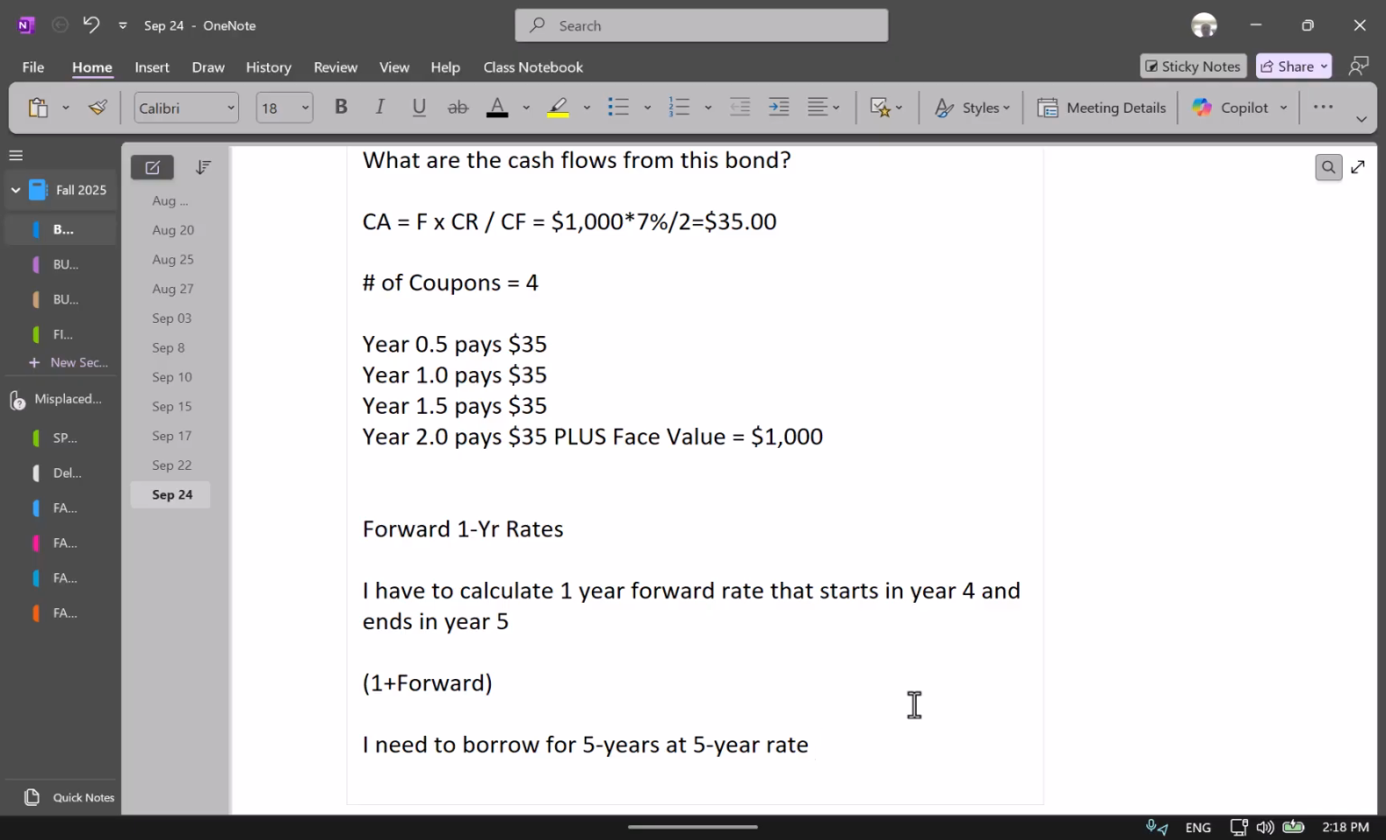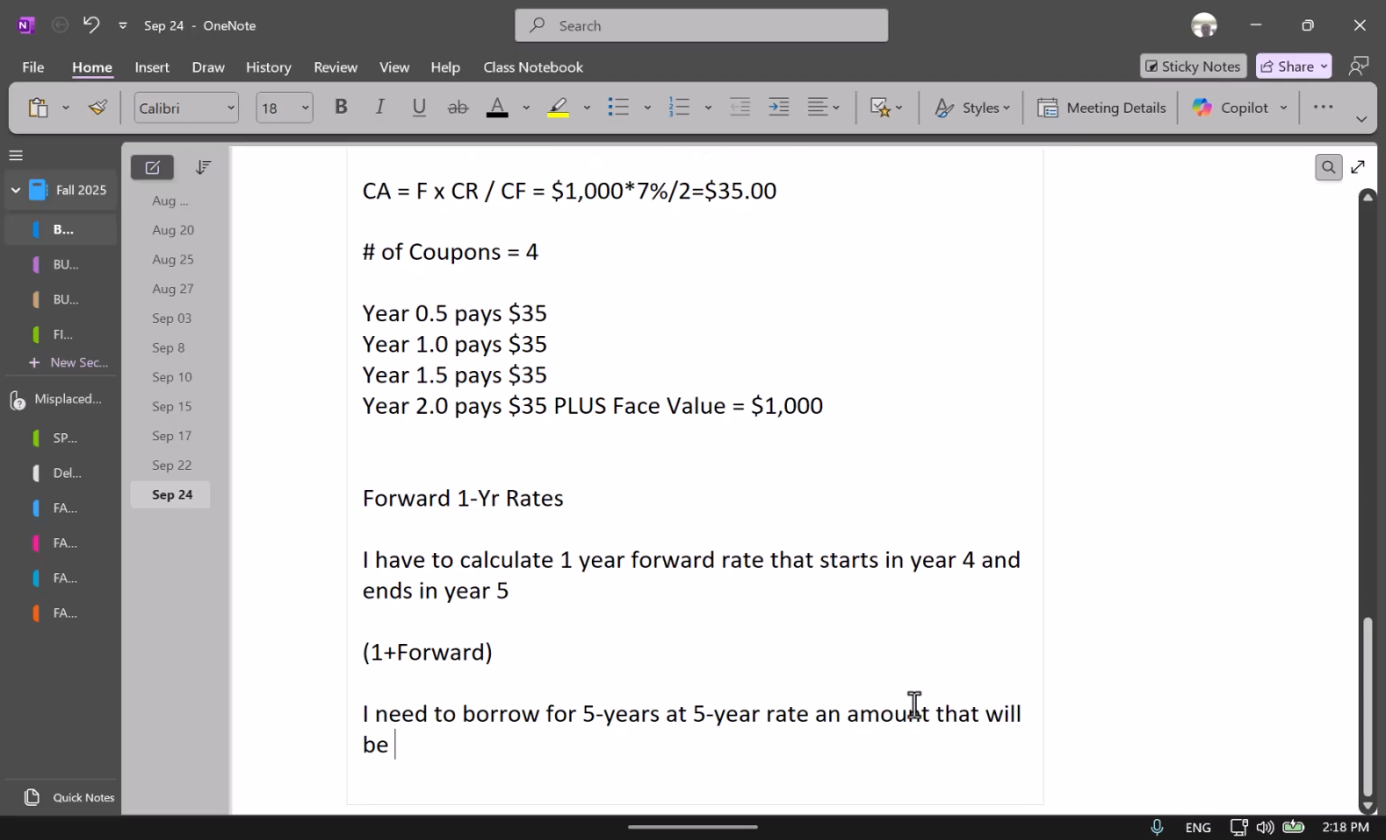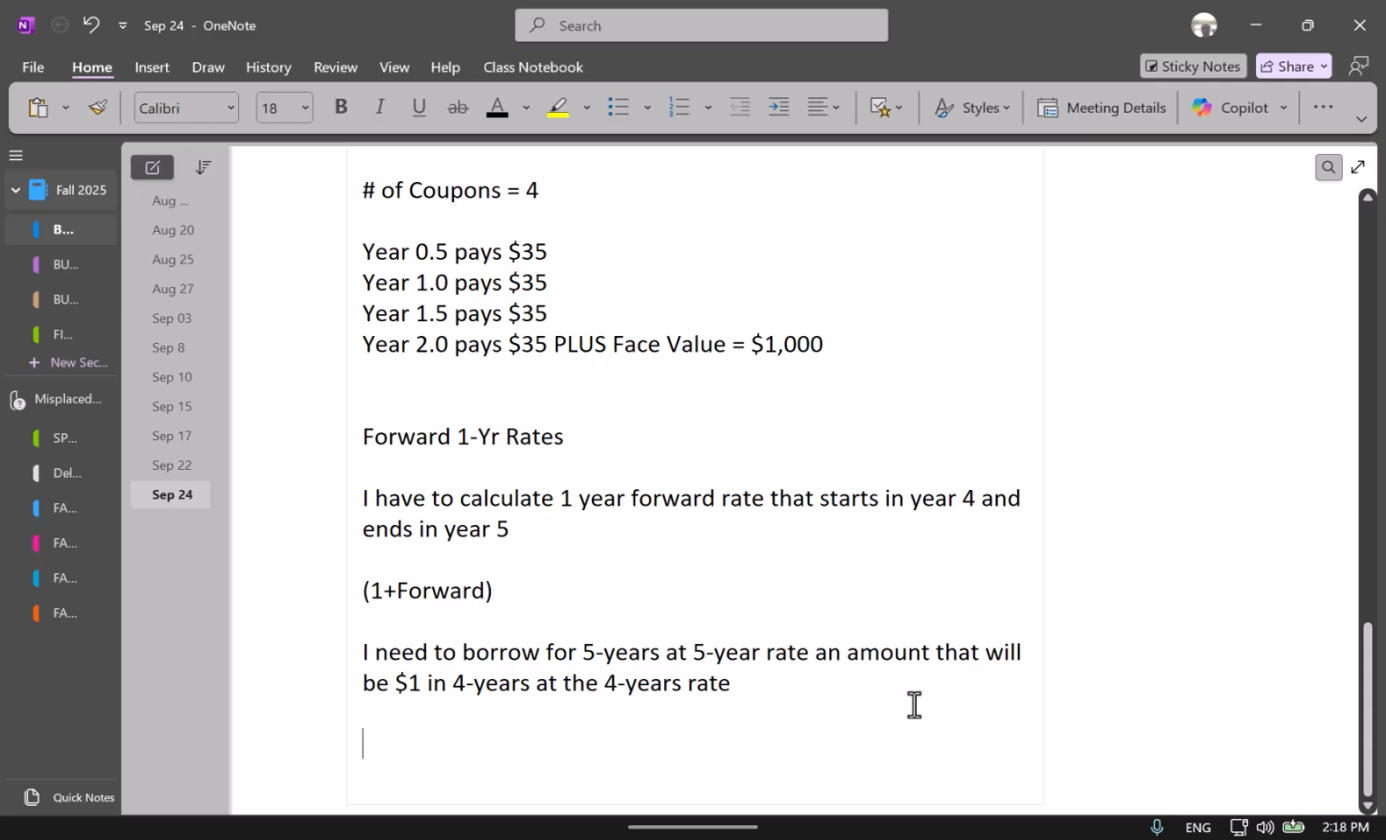some amount, an amount that will be $1 in 4 years at the 4-year rate. Okay, so that amount is simple. 1 divided by 1 plus rate 4 raised to the power 4. That's how much I need to borrow.